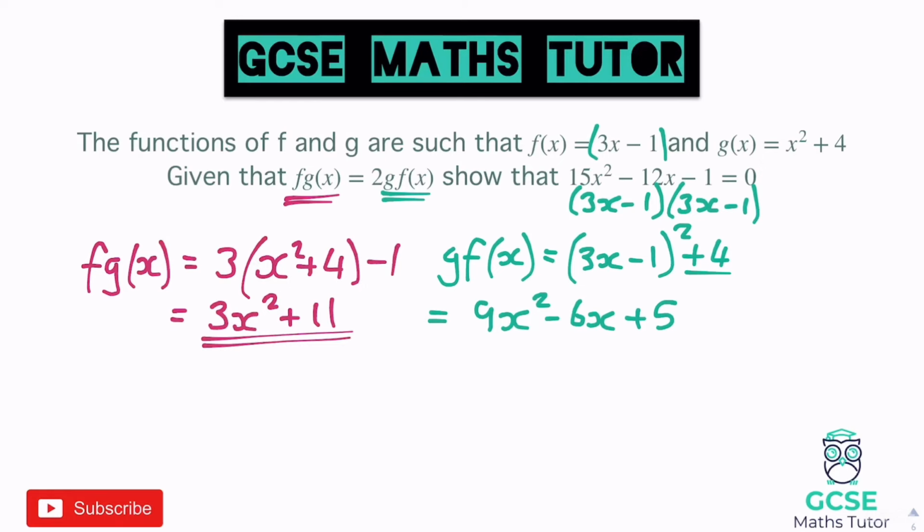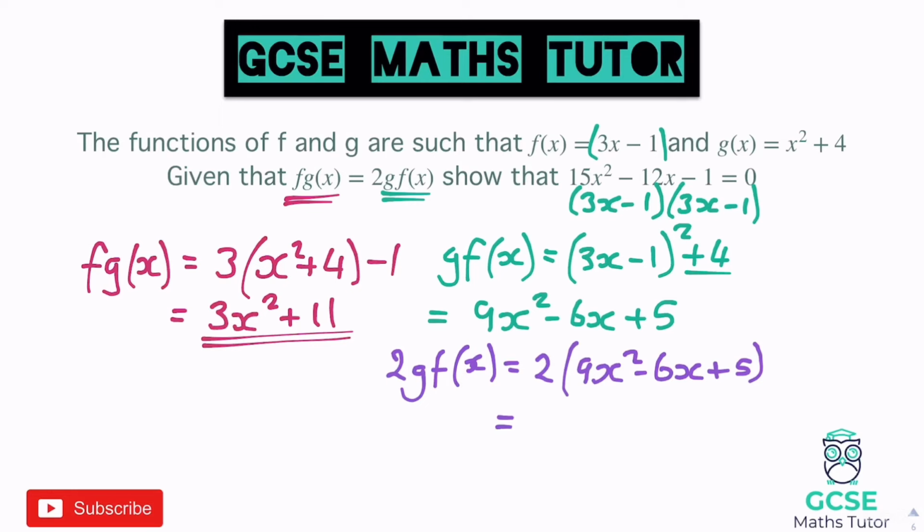Now we obviously want 2gf(x). So 2 lots of gf(x). We just need to double everything there. So let's just write that out. We've got 2 lots of 9x squared minus 6x plus 5. And if we expand that all out, 2 lots of 9x squared is 18x squared. 2 lots of negative 6x is negative 12x, and 2 lots of 5 is 10. And there we go, that is our function there for 2gf(x). That's exactly what we're looking for, yep.